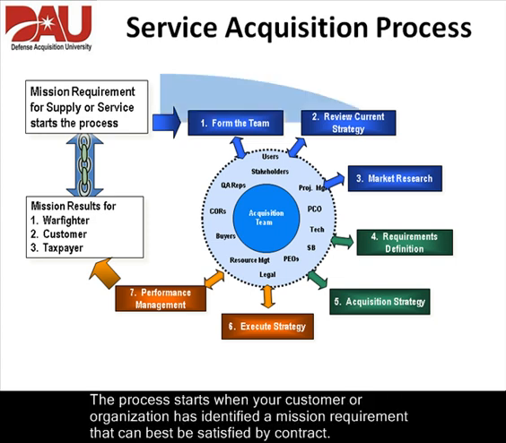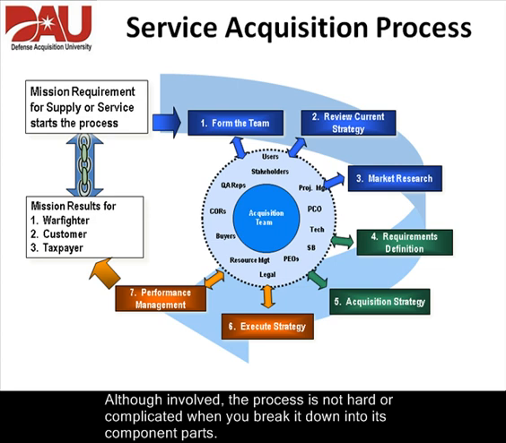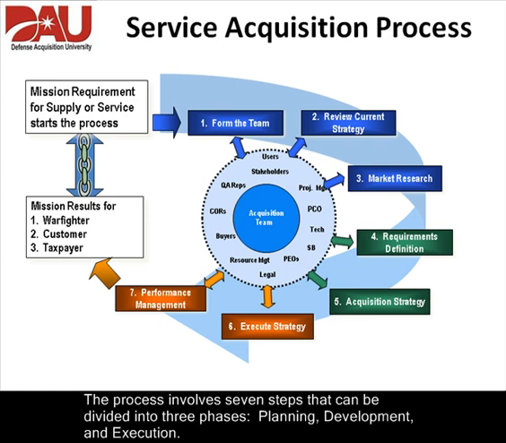The process starts when your customer or organization has identified a mission requirement that can best be satisfied by contract. Although involved, the process is not hard or complicated when you break it down into its component parts. The process involves 7 steps that can be divided into 3 phases: planning, development, and execution.